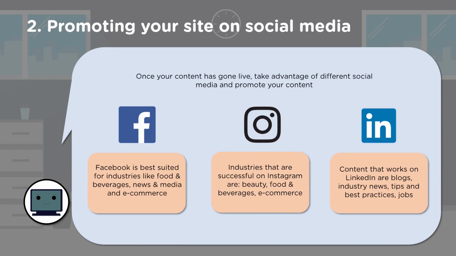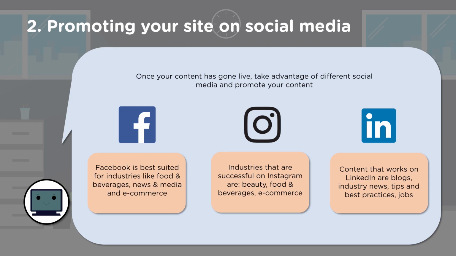So that's paid advertising, again, through search, through social, through display, but you can also promote your site on social media. Once your content has gone live, you could take advantage of different social media platforms. It really depends on what you're trying to promote, because what you're trying to promote needs to align with the appropriate social media platform. So Facebook is best suited for industries like food and beverages and news and media, and if you're selling a product. So if you fall under one of those categories, Facebook could be the right platform for you.